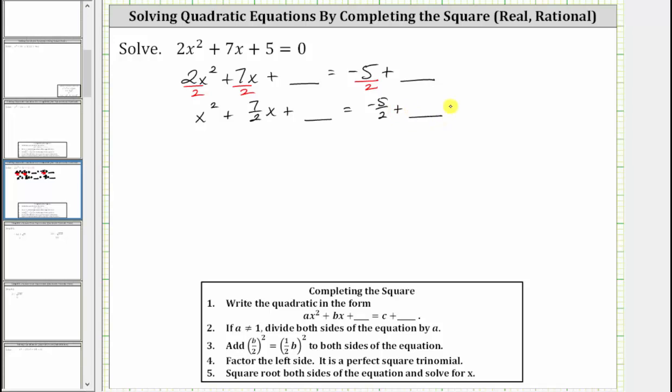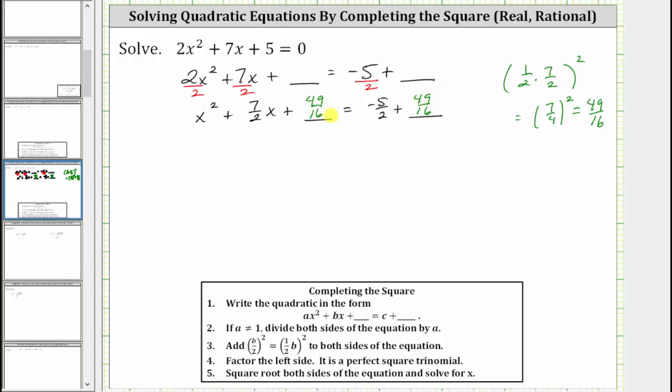And now we are going to make the left side of the equation a perfect square trinomial by adding the square of b divided by 2, or adding the square of 1/2 b, to both sides of the equation. And this b is referring to the coefficient of x in this form here, which is 7 halves. Because we have a fraction, let's use the formula of the square of 1/2 b. So we have the square of 1/2 times 7 halves, which is equal to the square of 7/4, which equals 49/16. So now we add 49/16 to both sides of the equation.